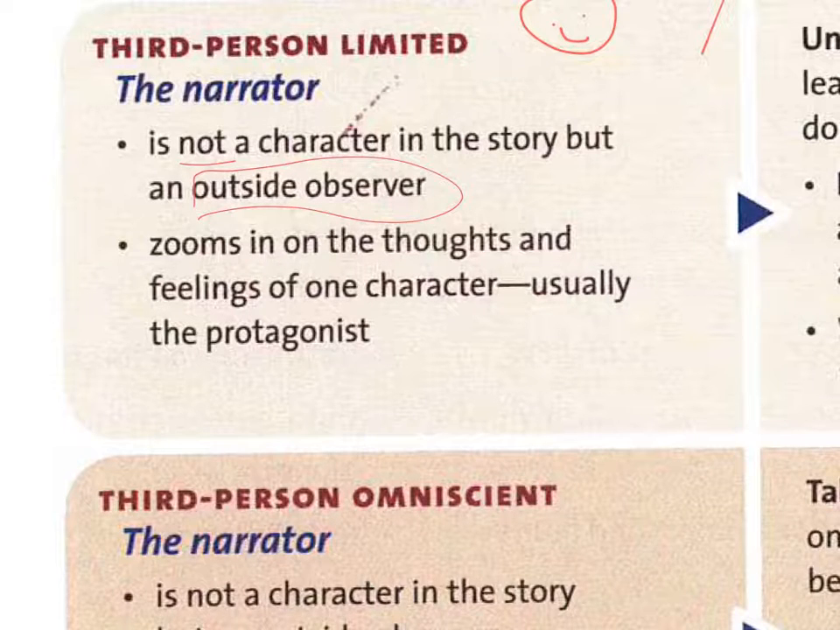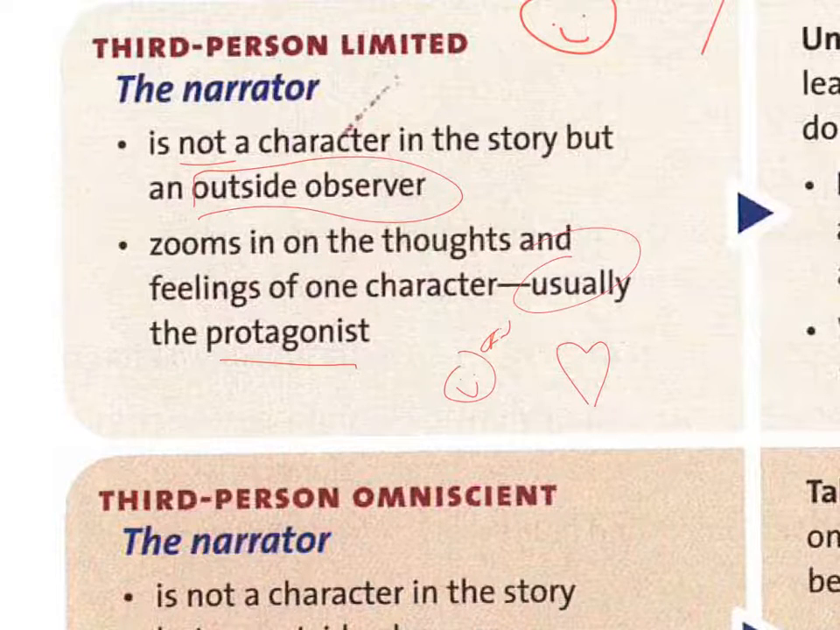The narrator zooms in on the thoughts and feelings of one character, usually the protagonist. So that fly on the wall in third person limited could have some information about the feelings and the thoughts of the main character, usually. Only one character, not all of the characters. Okay?